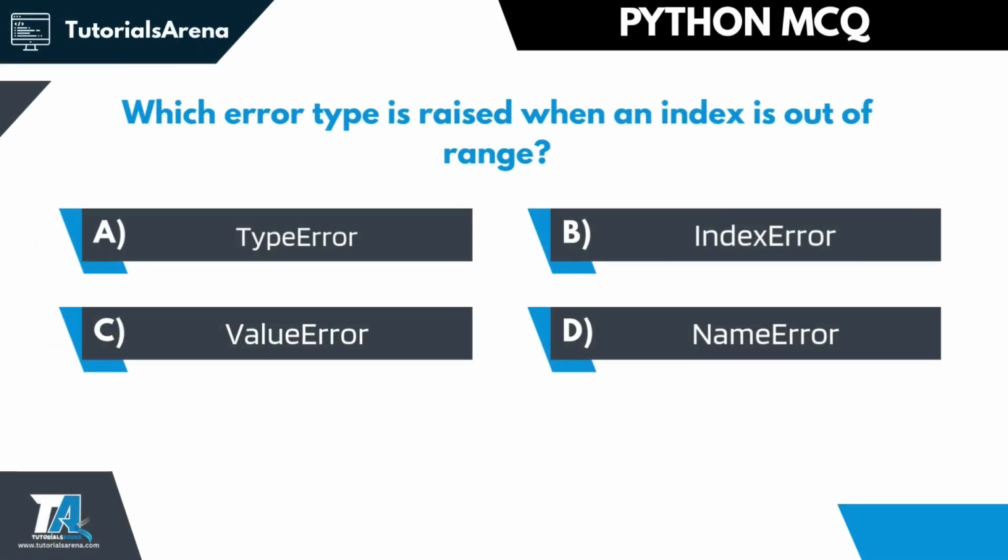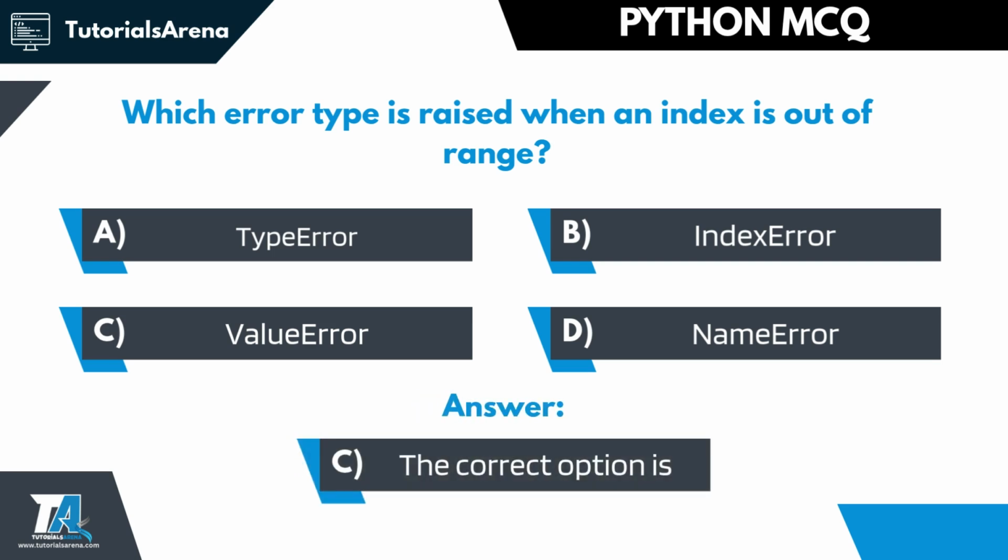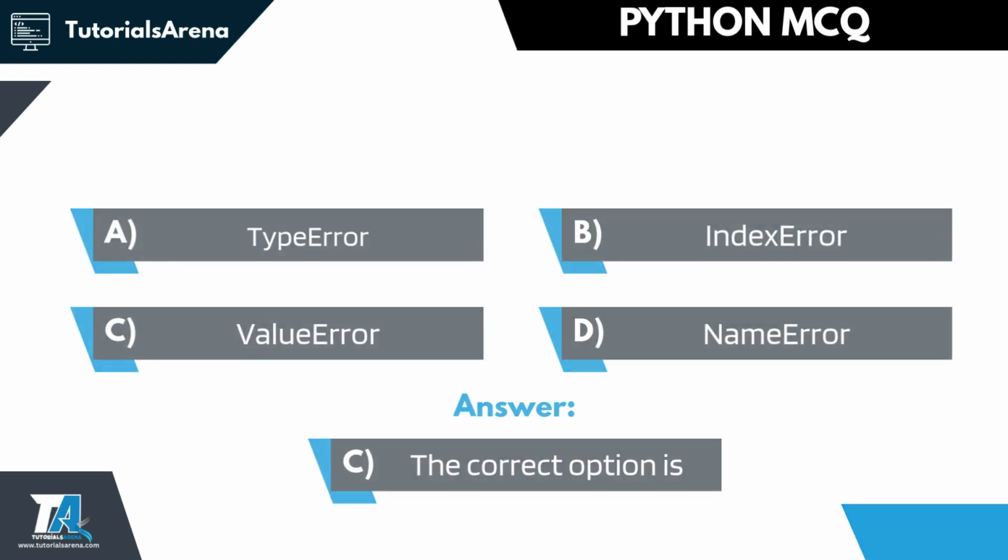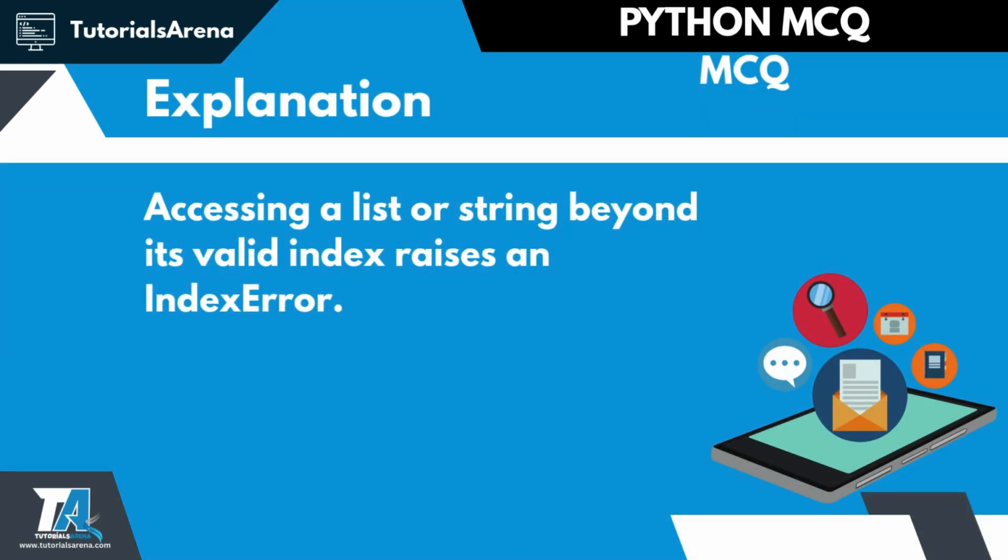Which error type is raised when an index is out of range? The correct option is option B, index error. Accessing a list or string beyond its valid index raises an index error.